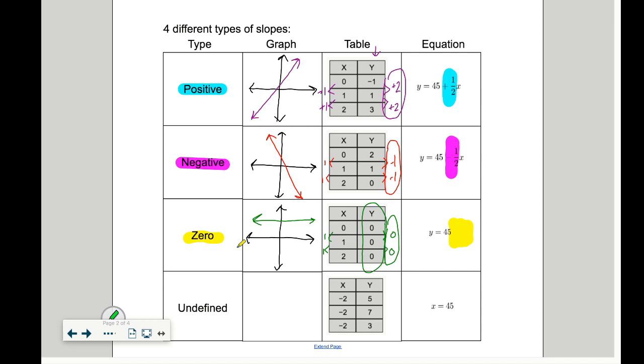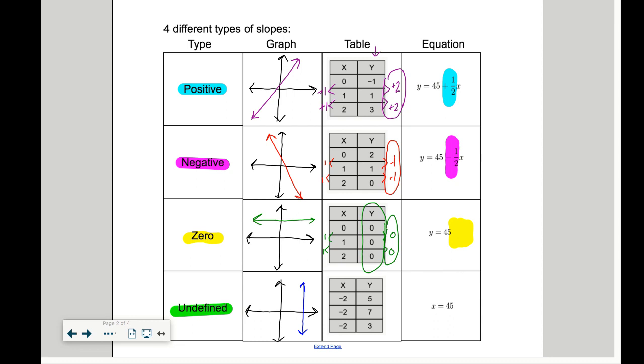And now the last one, undefined. What makes something undefined is when you divide by 0. And so that tells us an undefined slope has no run. It only has a rise. So an undefined slope is going to just have a rise. So it's just going to go up and down.